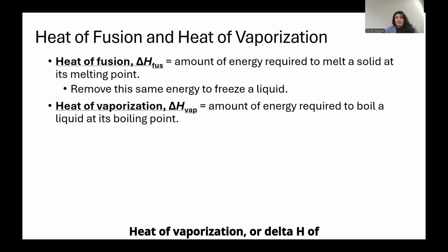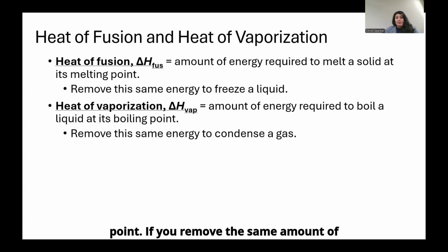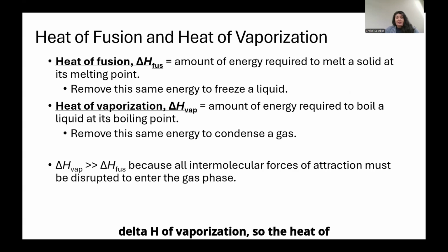Heat of vaporization, or delta H of vaporization, is the amount of energy required to boil a liquid at its boiling point. If you remove the same amount of energy, that's the energy to condense a gas. The heat of vaporization is usually much greater than the heat of fusion because all intermolecular forces of attraction must be disrupted to enter the gas phase, while only some of the intermolecular forces of attraction have to be disrupted to get from solid to liquid.